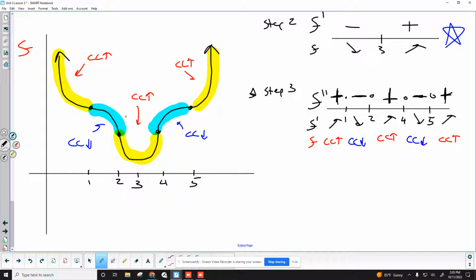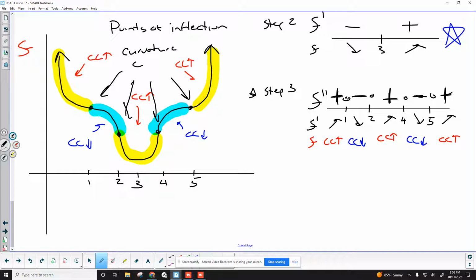What we find is that the curvature changes at these points where these zeros occur of my second derivative. These points are important points. They're called points of inflection. Points of inflection are where my curvature changes. It's when our second derivative changes sign from positive to negative or negative to positive. Similar to an extrema if we're examining an f prime. Okay?